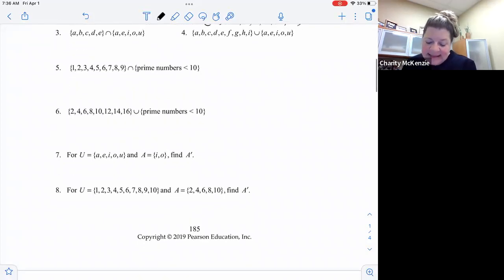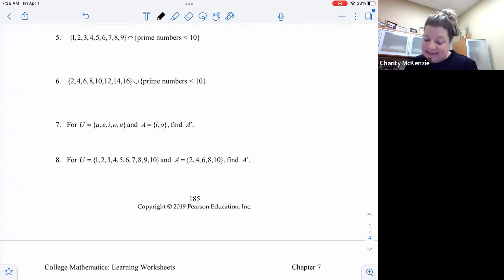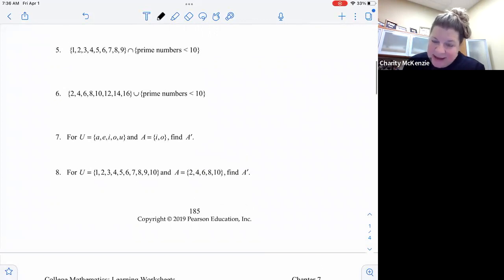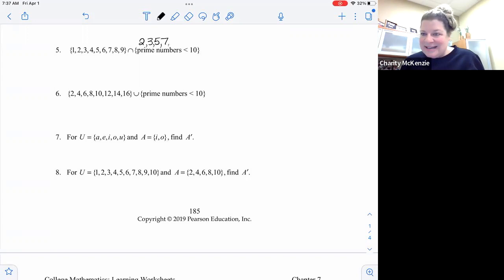Okay, 5. What is the intersection between the numbers given here and prime numbers less than 10? So we have to think of what are the prime numbers less than 10. A prime number less than 10 could start with 2. 1 isn't considered prime because it's not divisible by 1 in itself. It doesn't have another number. So, okay. And then we have 2, 3 is prime, 4 is not, 5 is prime, 6 is not, 7 is prime, 8 is not, 9 is not, and 10 is not. So 2, 3, 5, 7 are the numbers that are prime less than 10.